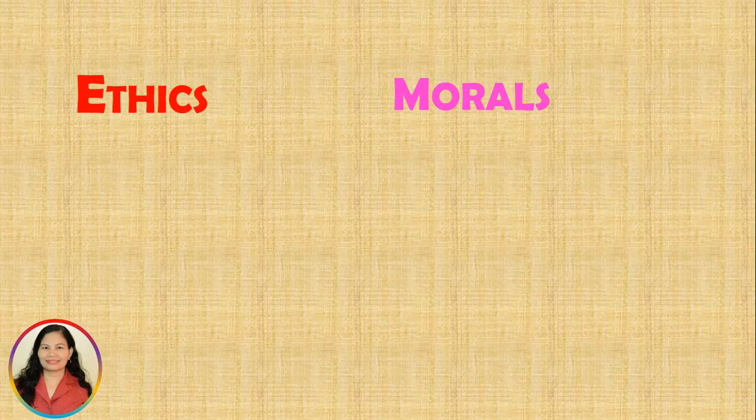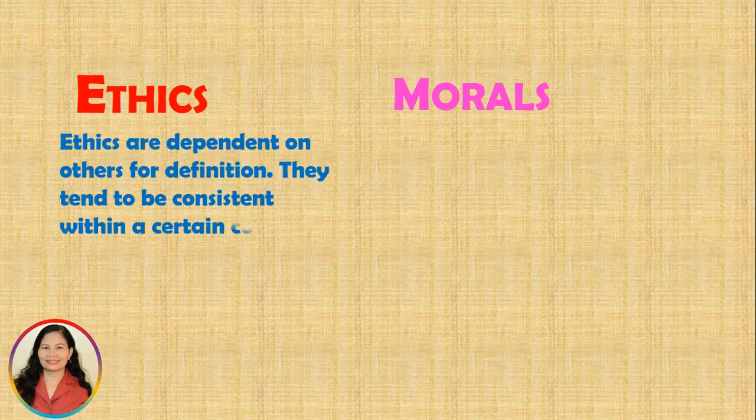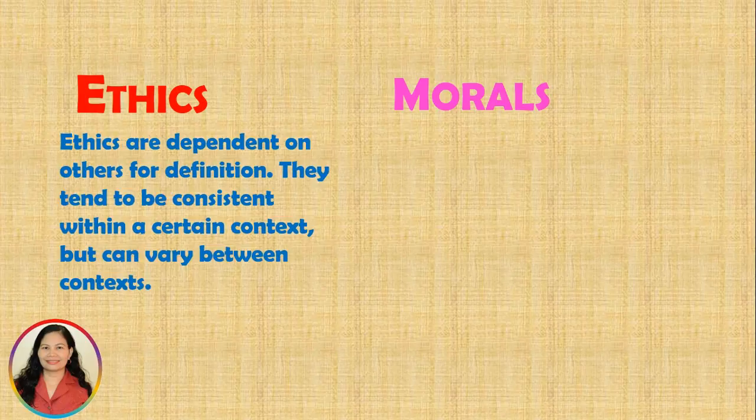When it comes to flexibility, ethics are dependent on others for definition. They tend to be consistent within a certain context, but can vary between contexts. Ethics are very consistent within a certain context, but can vary greatly between contexts. For example, the ethics of the medical profession in the 21st century are generally consistent and do not change from hospital to hospital, but they are different from the ethics of the 21st century legal profession.